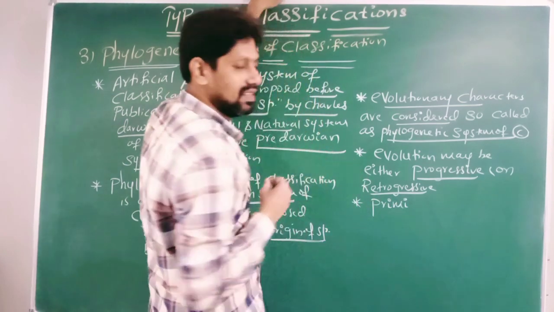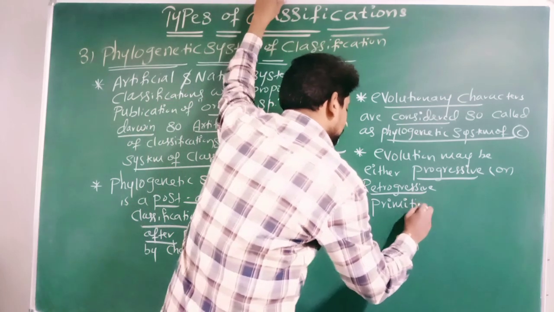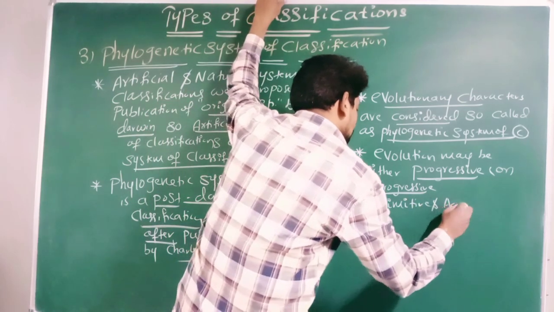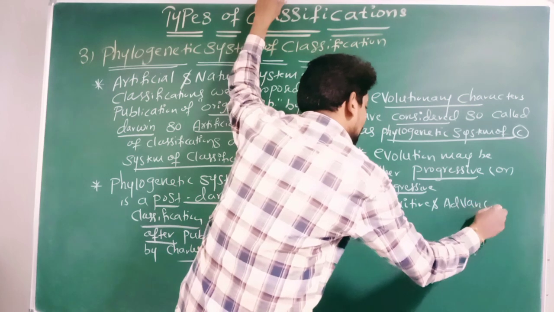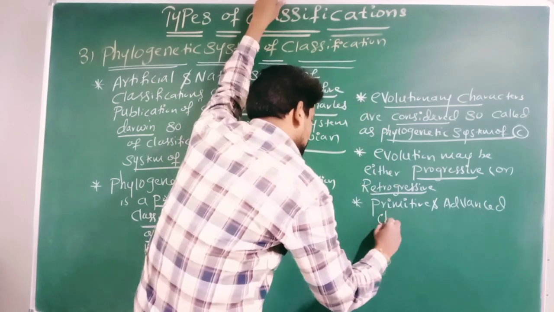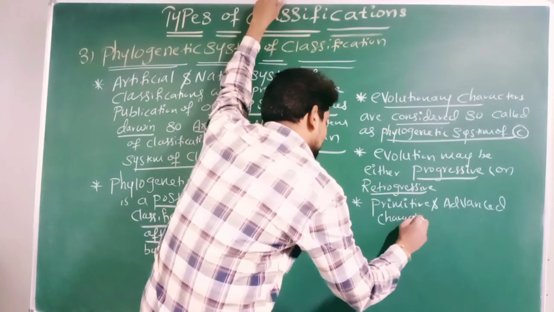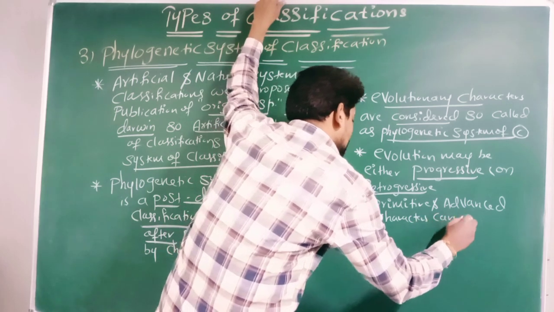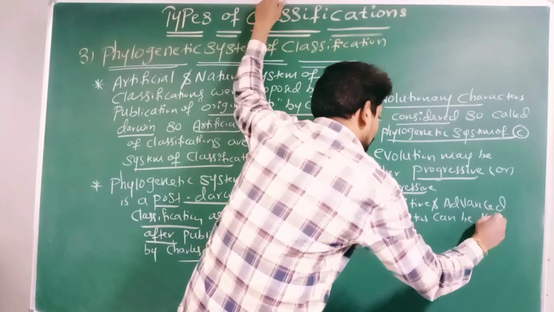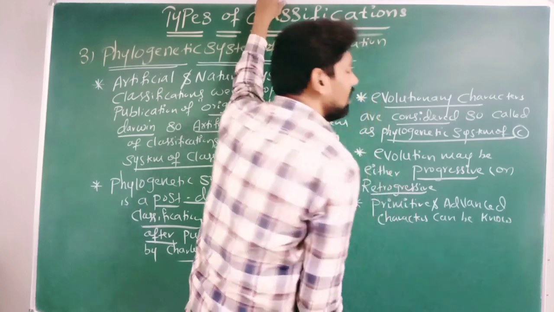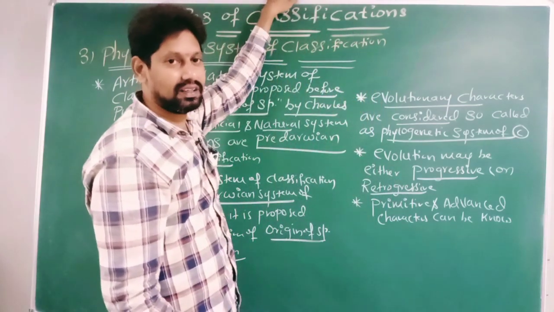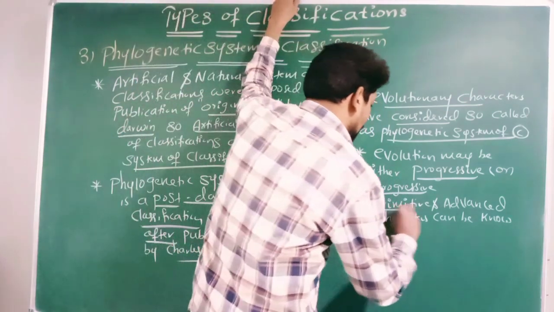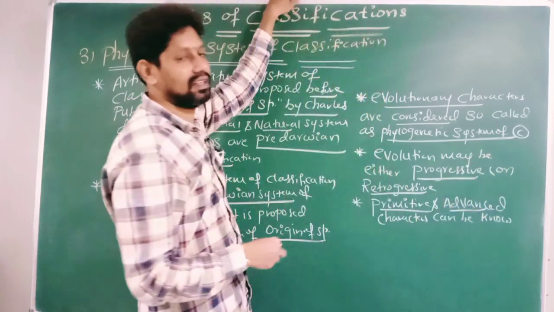What can be estimated, sir? Primitive and advanced characters can be known. What can be known, sir? Primitive and advanced characters can be known.